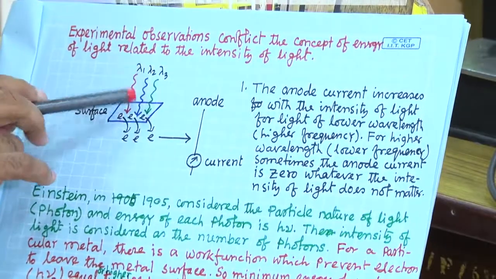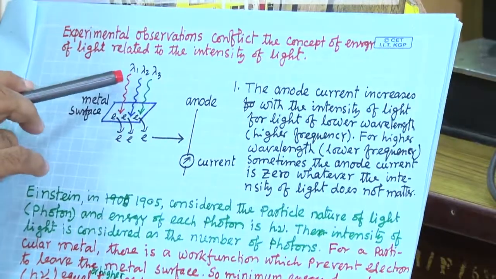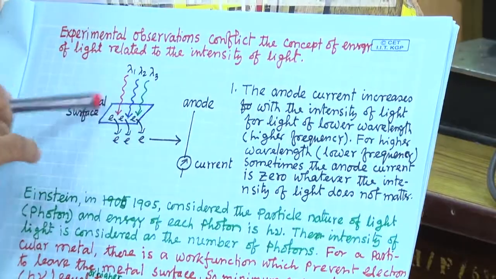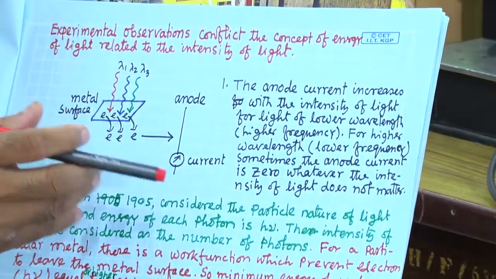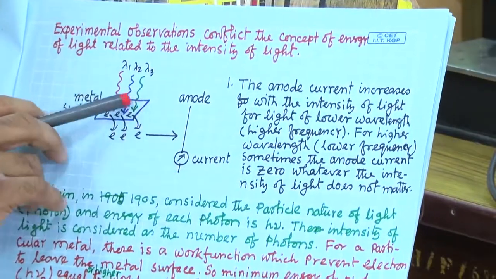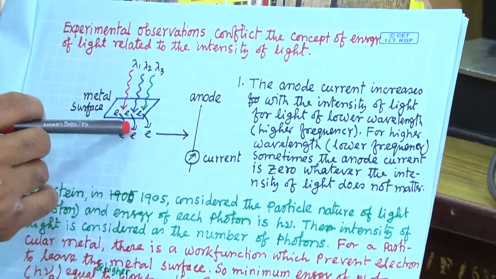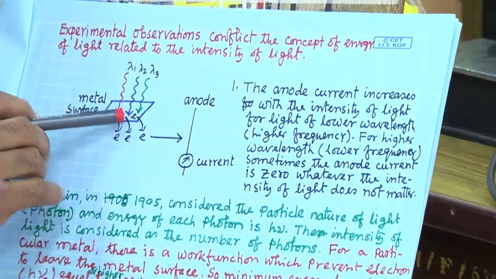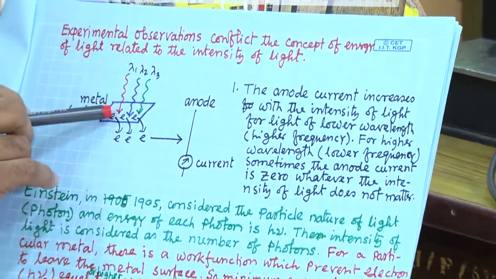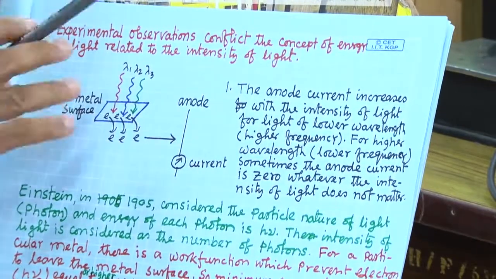Now, when light is falling on the metal, the light is absorbed by a free electron, and it comes out from the surface. These electrons we call photoelectrons, because these electrons are generated due to the photon, due to the light. At that time, the photon concept was still not there.